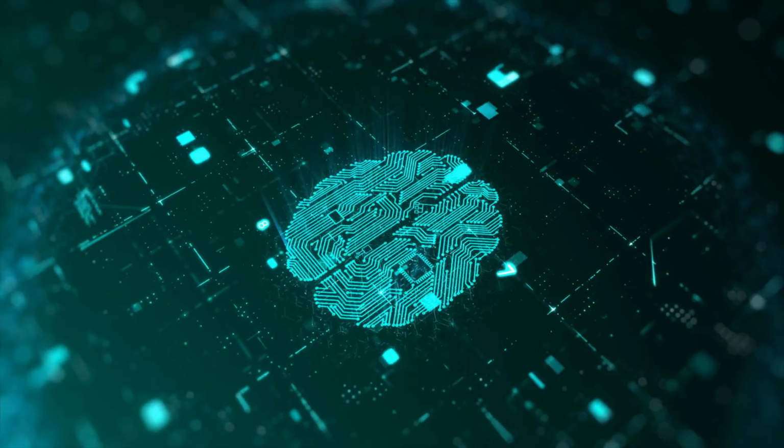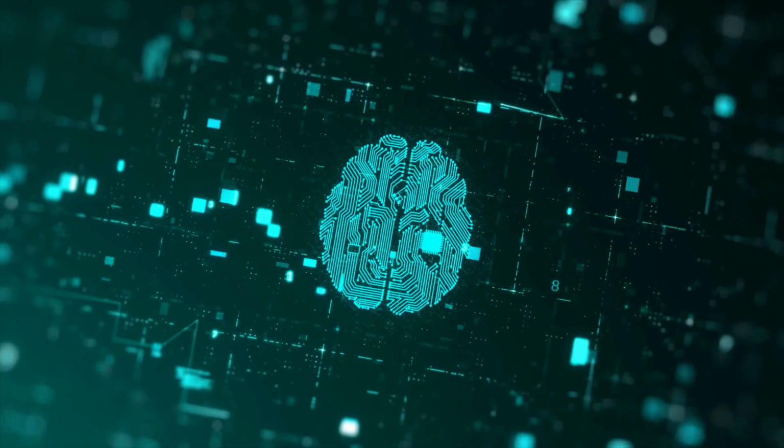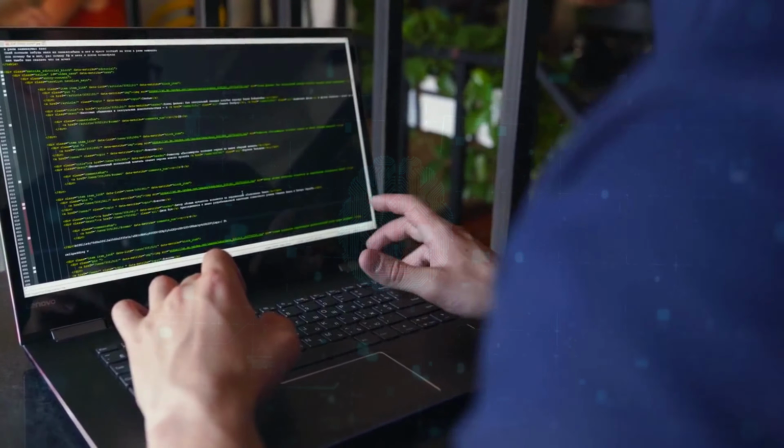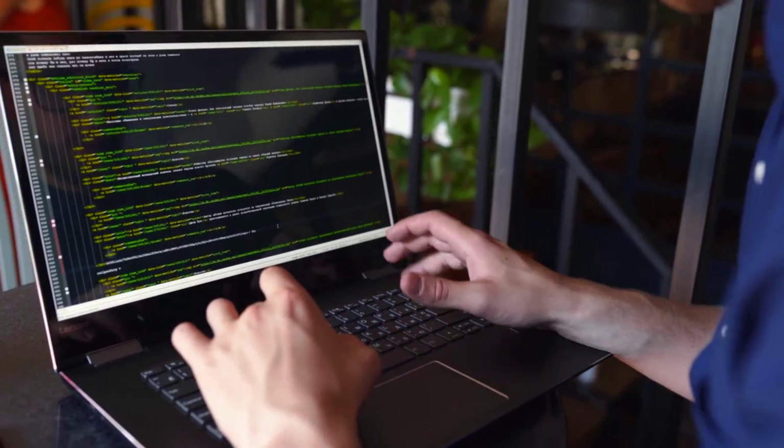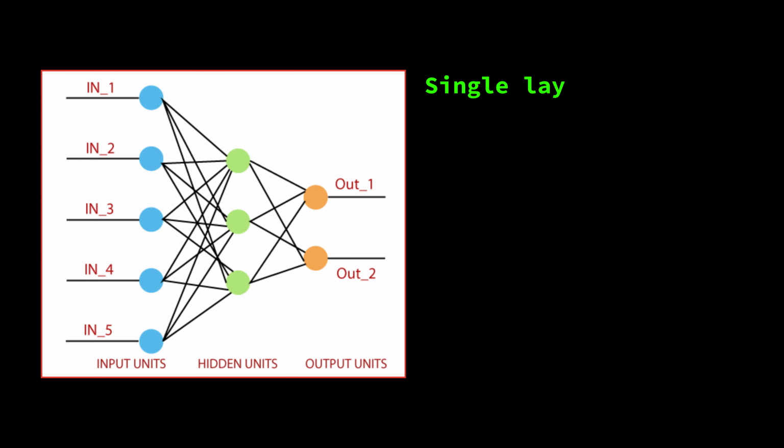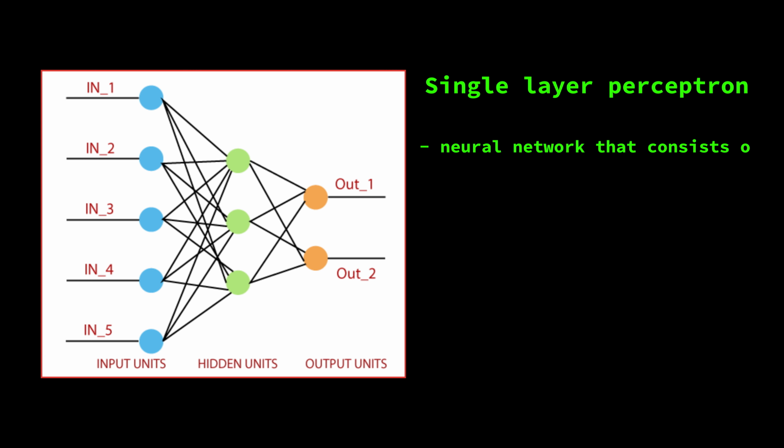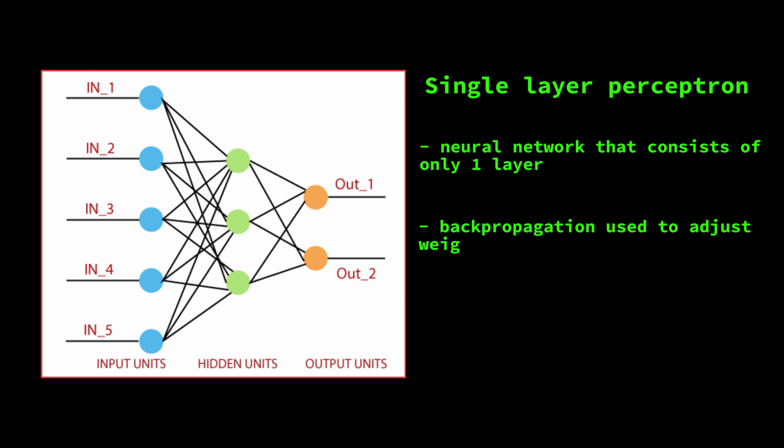Backpropagation is a powerful algorithm that can be used to train various types of neural networks for different machine learning problems. For instance, a single-layer perceptron, which is a neural network that consists of only one layer of nodes with no hidden layers, can be used for binary classification problems. During training, backpropagation is used to adjust the weights of the connections between the input layer and the output layer in order to minimize the error.